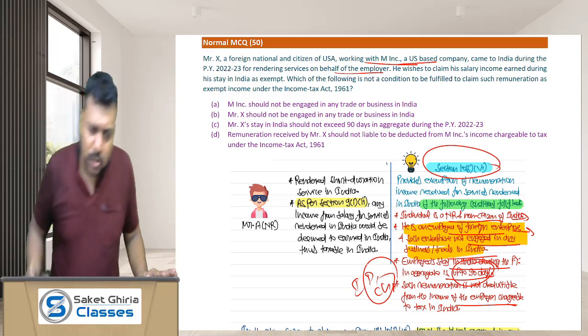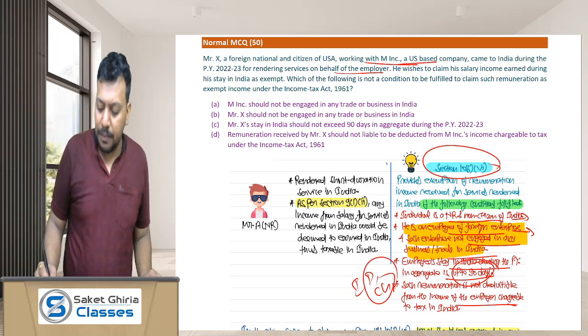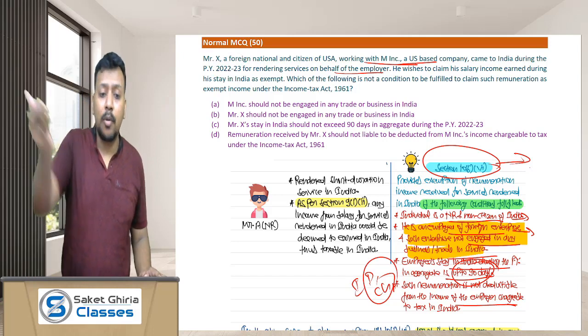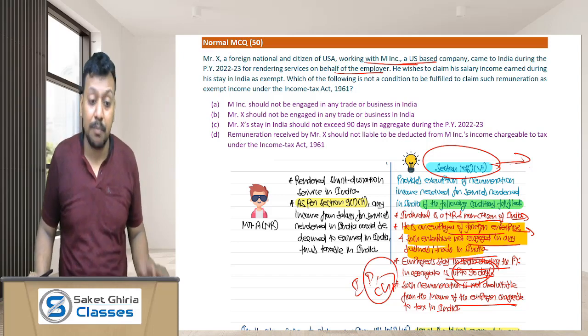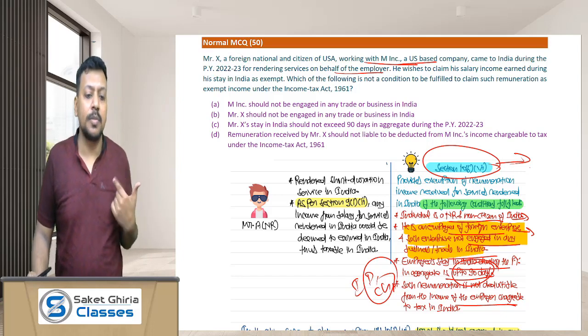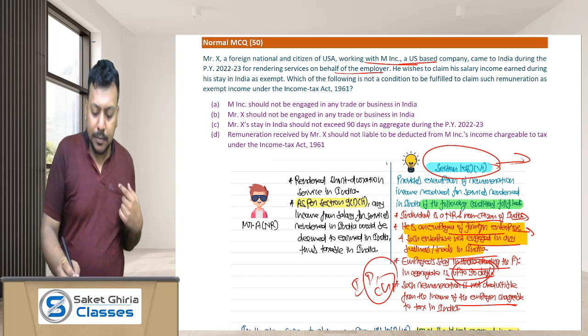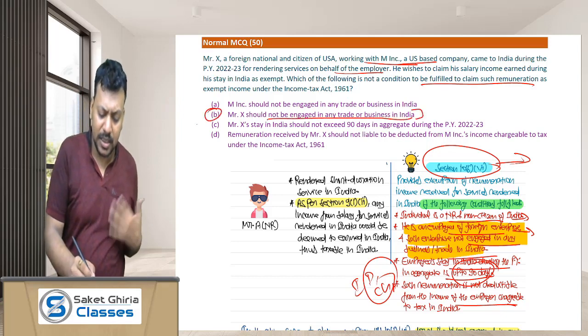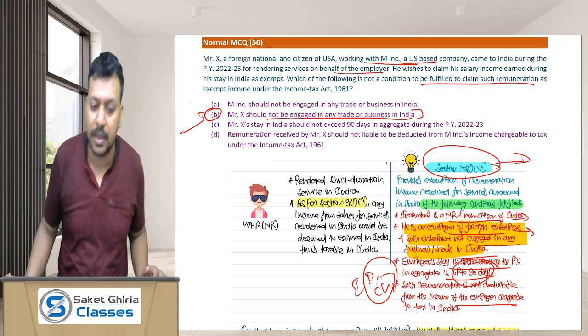Okay, there is no condition for the applicability of the section 10(6)(vi) exemption that the employee should not have a business or profession in India. The employee can have a business or profession in India, still the exemption would be available to him. So that is not an essential condition. Mr. X should not have engaged in any business or trade in India, that is not an essential condition. Mr. X can be engaged in a business or trade in India.